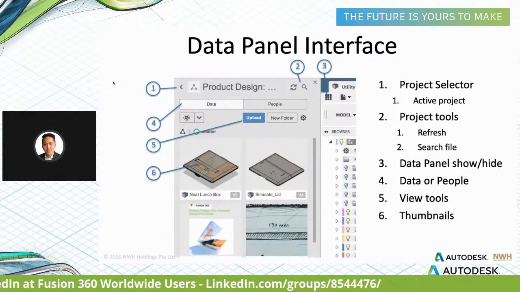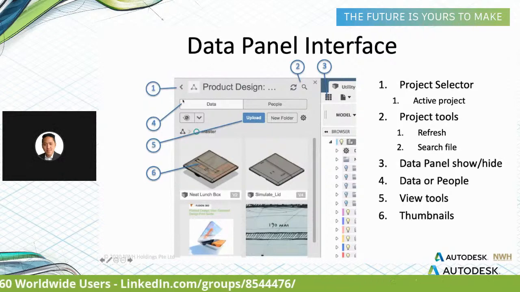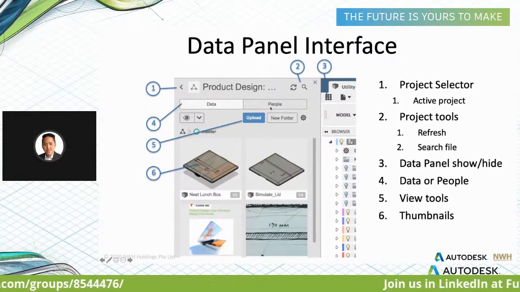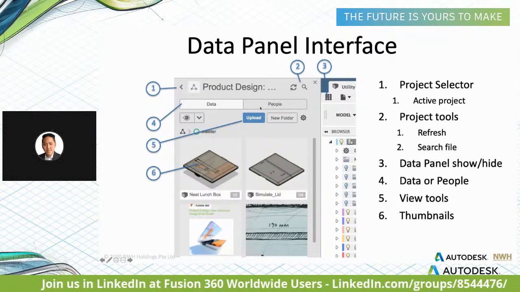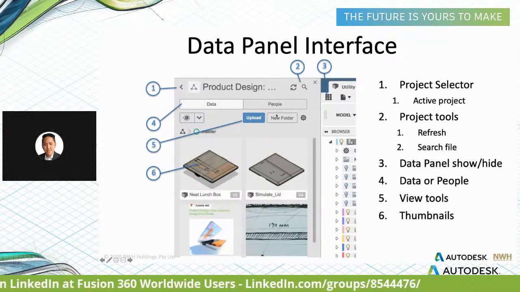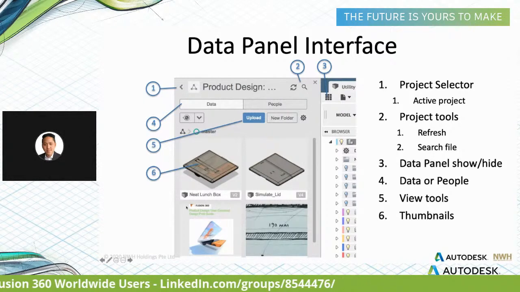In the data panel, you will be seeing the project's title. I also can invite people. For example, if I want to invite Ryan into my project, I just go to the people and type in Ryan's email, and Ryan will get access to my project team as well.